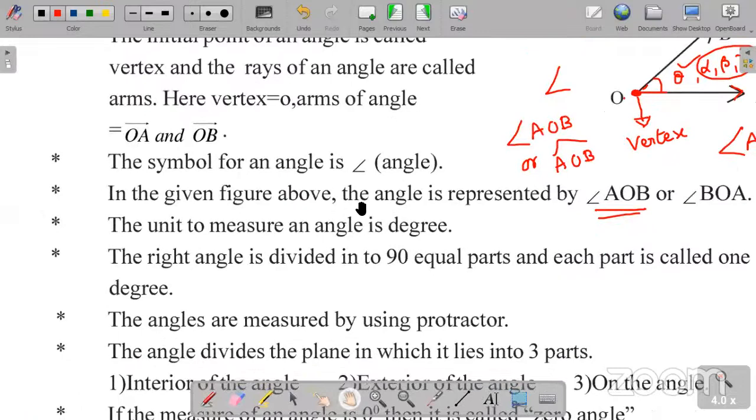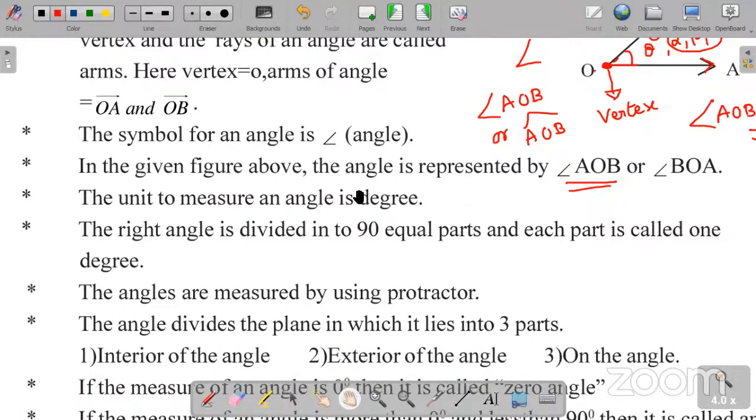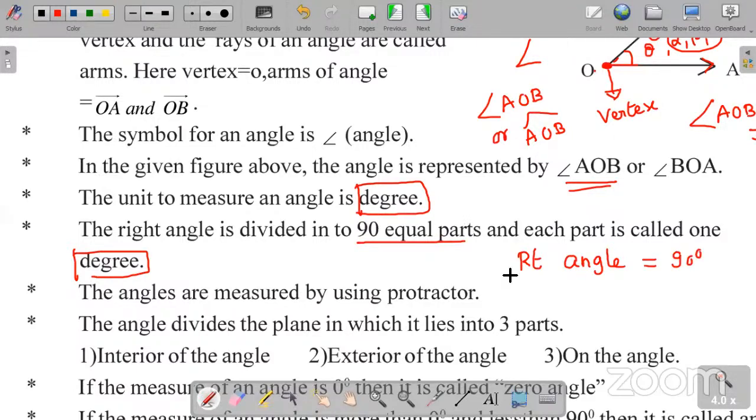Right. So the angle is measured in degrees. In higher classes, we have radians and others. A right angle is divided into 90 equal parts, and each part is called 1 degree. So a right angle means 90 degrees.